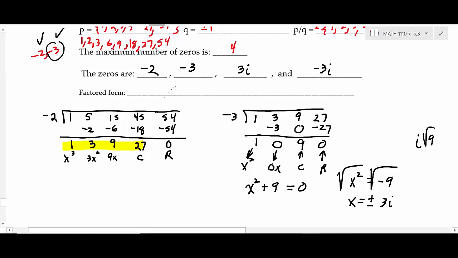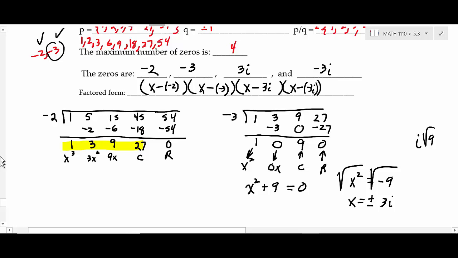Now what I'm going to do here is we're going to do the factored form. We have 4 factors since we have 4 zeros. And I'm just going to put it together this way. So we always say x minus whatever the zeros are. And then you can kind of simplify from that point. So you want to know how to use this to write this polynomial in a factored form. So that would be x minus -2, x minus -3, x minus 3i, and then x minus -3i.